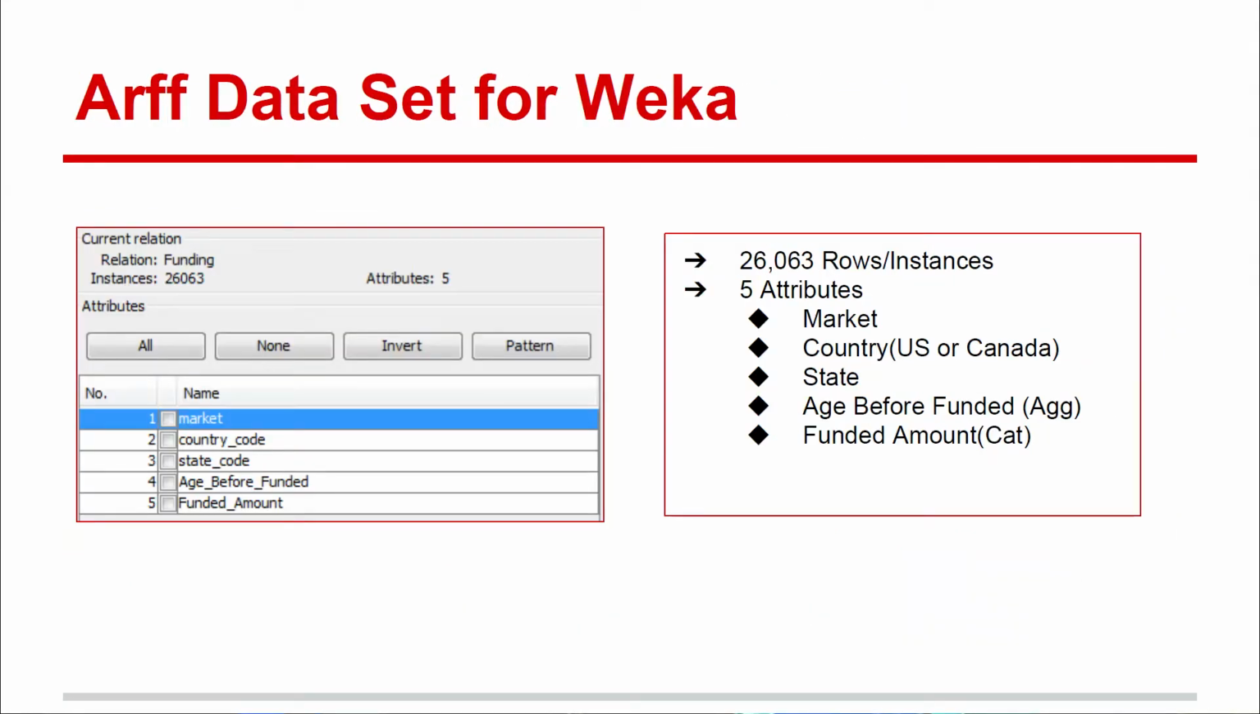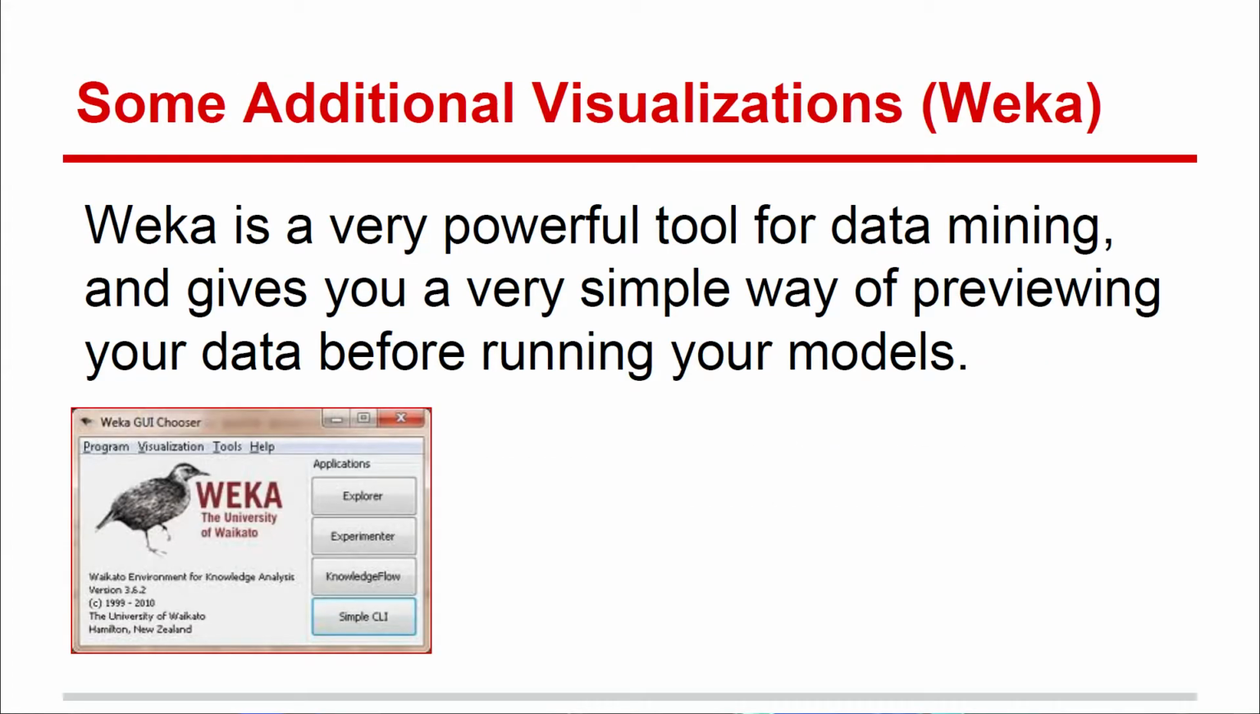Next, we did an ARFF data set for Weka. We had to do a little bit of trimming, but we had 26,000 rows, and we kept the same 5 attributes: markets, country, US or Canada, state, age before funded aggregated, and funded amount categorized. We ran a few extra visualizations while we were at it, just wanting to test out Weka, and it's a very powerful tool for data mining, and it was very simple for us to use.